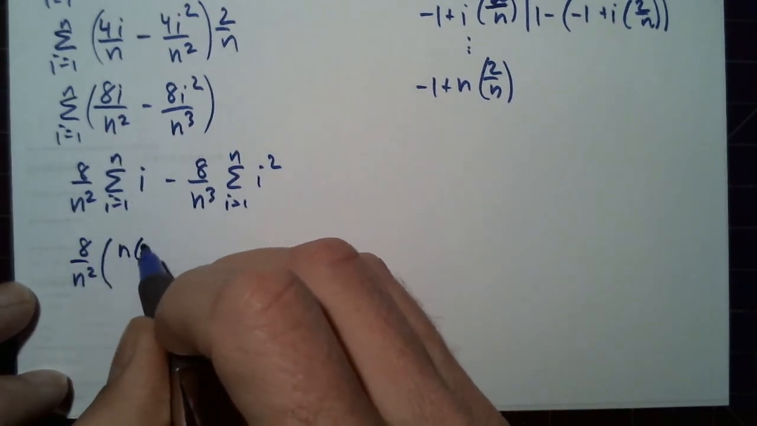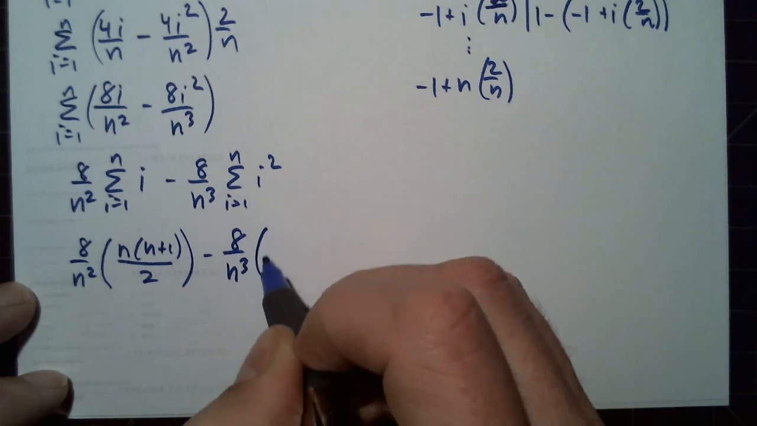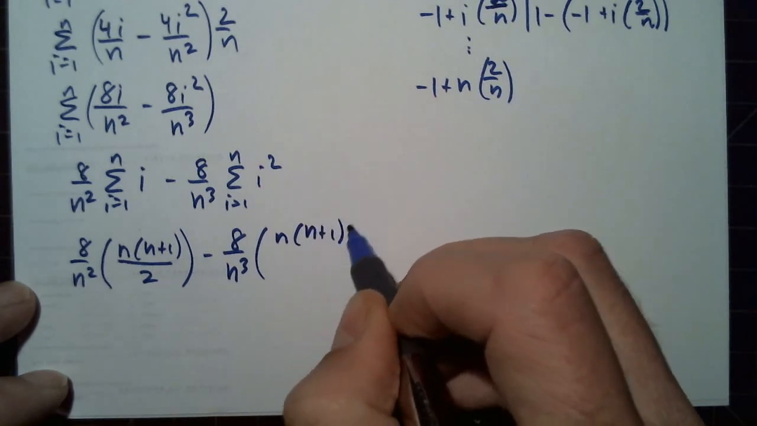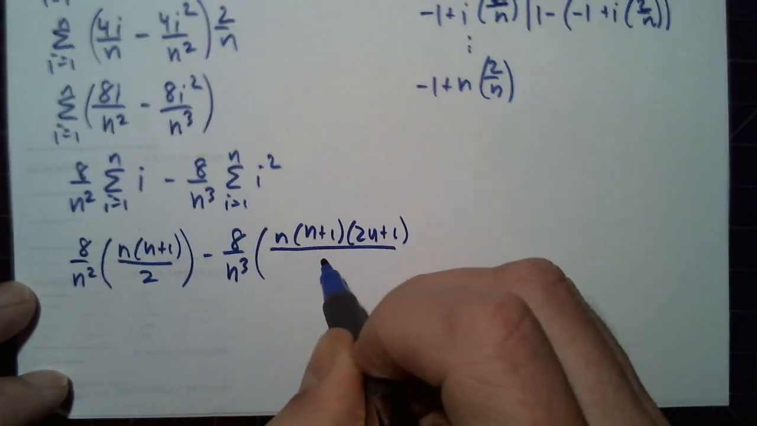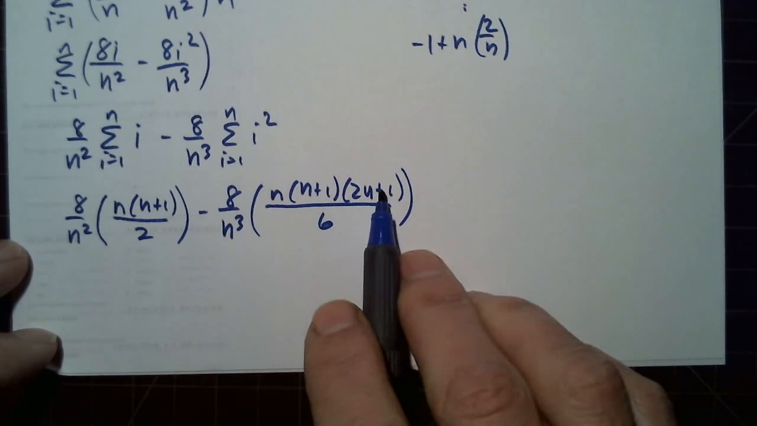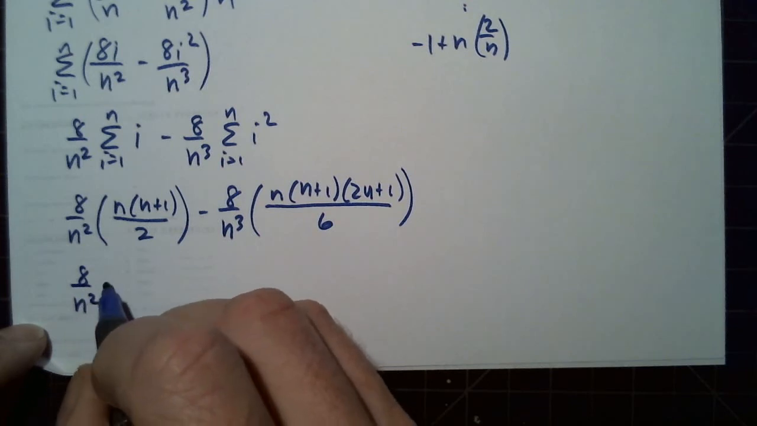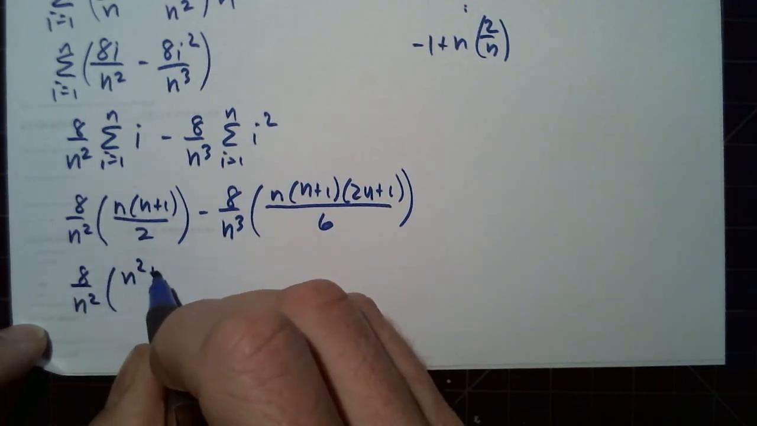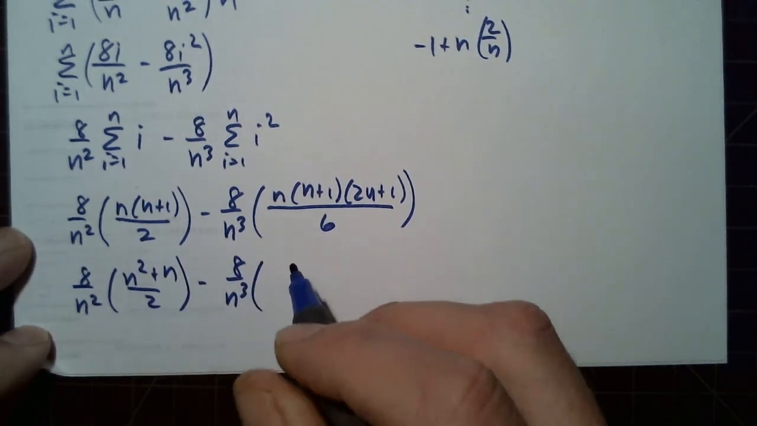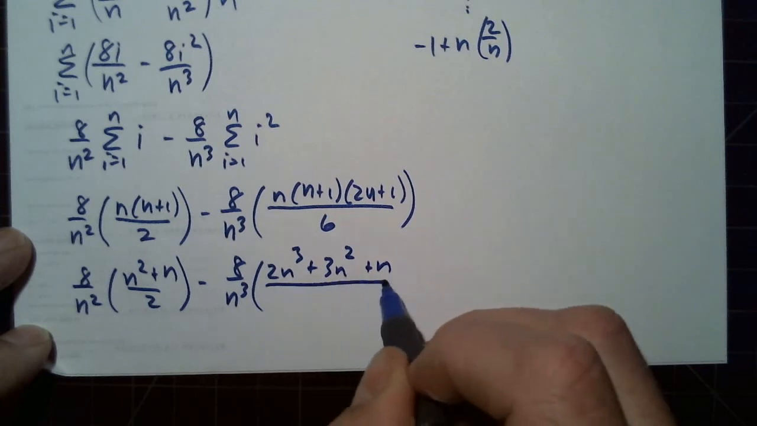Summation of i is n times n plus 1 over 2, and summation of i squared is n times n plus 1 times 2n plus 1 over 6. We've already calculated that before, so I'm just going to write down the polynomial of that. We can expand that. 8 over n squared, and that'll be n squared plus n over 2. And here we have 2n cubed plus 3n squared plus n over 6.